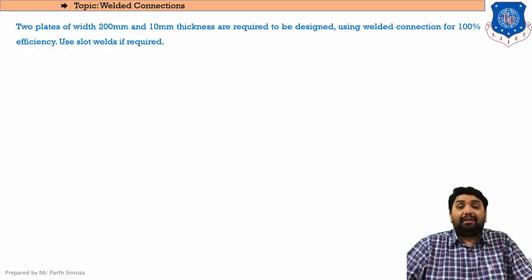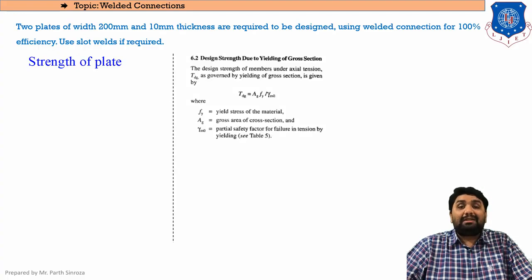That means if the fillet weld is not sufficient to resist the full capacity or full strength of plate, then and only then will we be required to provide slot welds. So how to proceed further in this case? First we will be finding the strength of plate. Clear? And for strength of plate, you need to refer to your IS code page number 32.